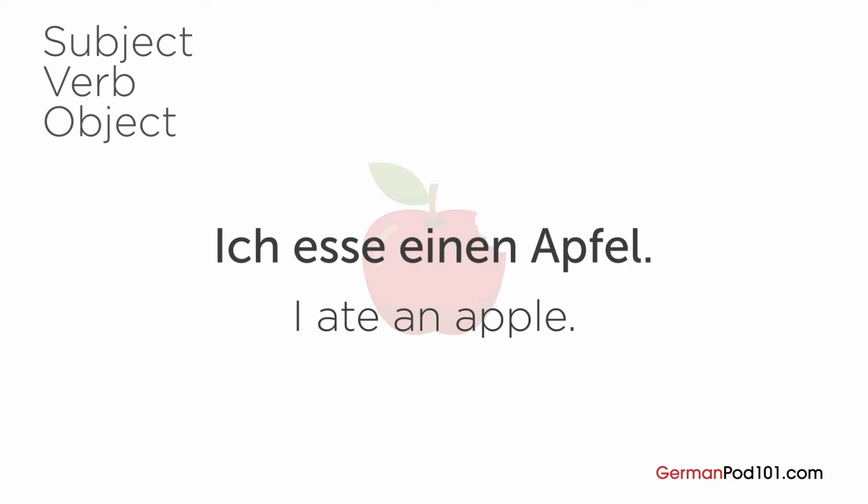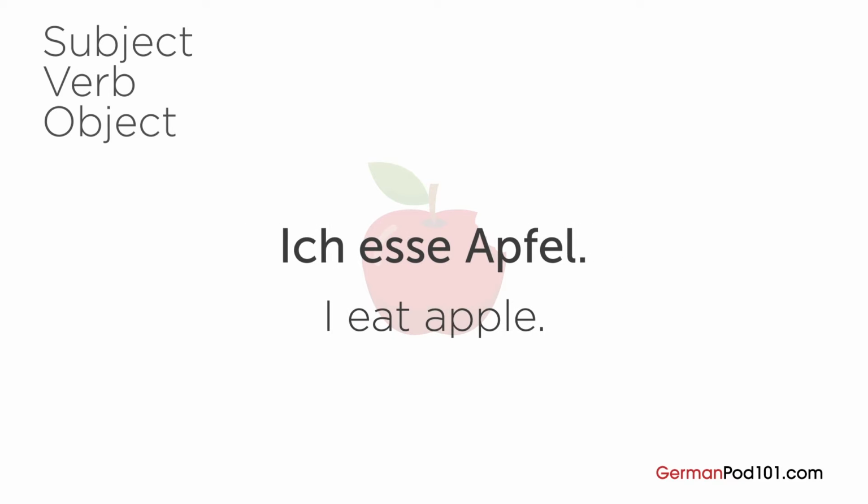Now let's compare that same sentence, I ate an apple, in German. Ich esse einen Apfel. Like before, let's remove the article to keep it simple, so we're just left with the words. If we break down the German sentence, we get the subject ich, meaning I. Then comes the verb esse, meaning eat. And finally we have the object Apfel, meaning apple. Ich esse Apfel. The basic word order for German then is subject, verb, object, or SVO for short.